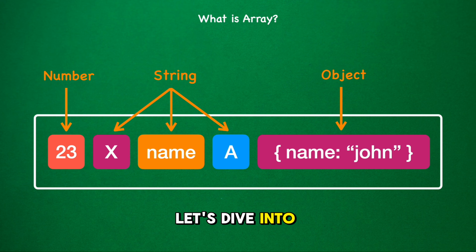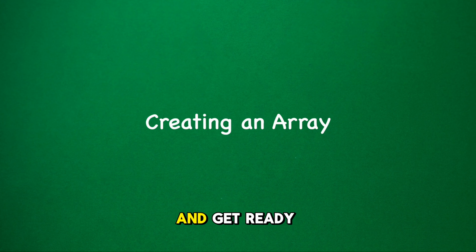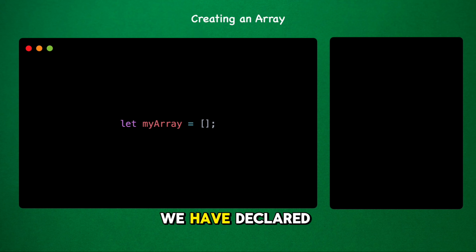Now, let's dive into how we can create arrays in JavaScript and get ready to use them to their full potential. First, let's look at how to create an empty array. This is as simple as it gets. We have declared a variable myArray and assigned it to an empty array. There's nothing inside the square brackets, which indicates that the array currently has no elements.